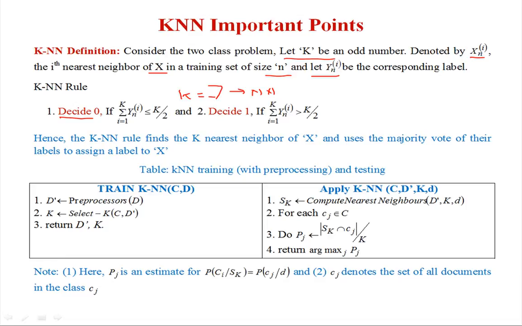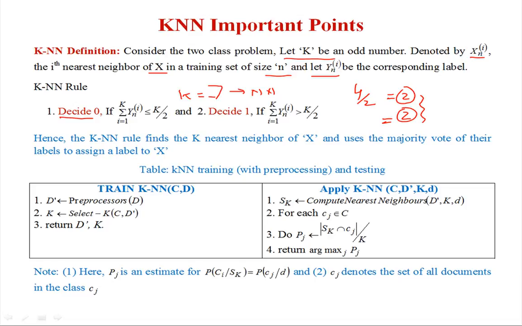Similarly, if it is greater than 7 by 2, then we will decide that it is a part of that class. Here an odd number is taken just to avoid ties. For example, in the case of 4, 4 by 2 is equal to 2, then there may be two similar cases, and it creates a decision problem. To avoid such a decision problem, we generally take odd numbers for k nearest neighbor classifiers. Hence the k nearest neighbor rule finds the k nearest neighbors of x and uses the majority vote of their labels to assign the label to x.